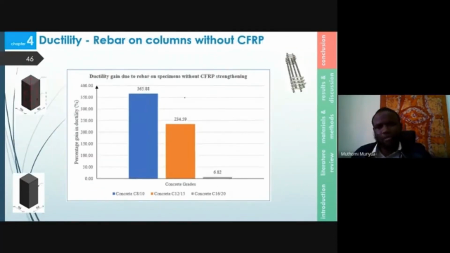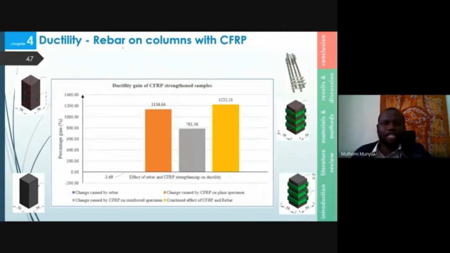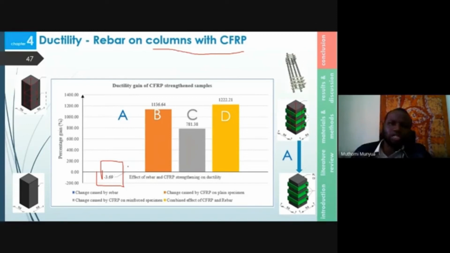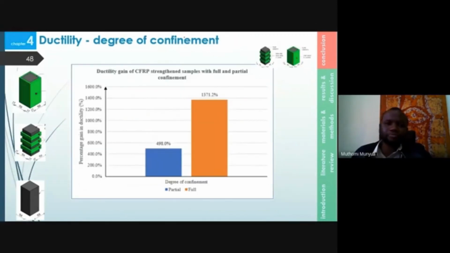That's for rebar, for concrete grade, for rebar. And finally, an interesting observation here on the effect of rebar on columns with CFRP was comparison A, where rebar seemed to cause a decrease in ductility, contrary to what had been expected. This was attributed to the reinforcement causing a reduction in the passive confinement pressure.